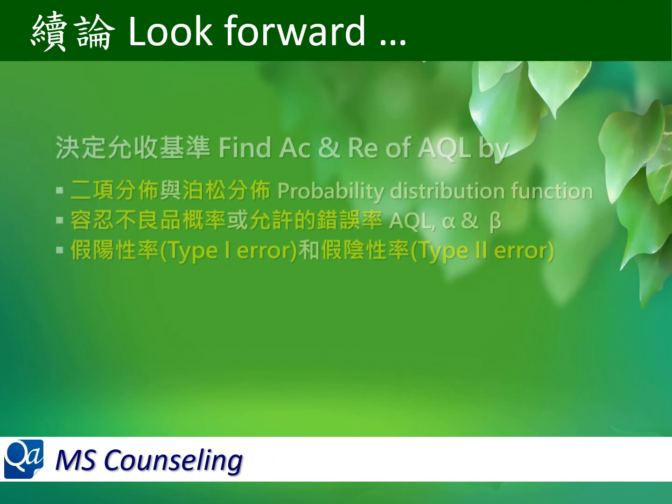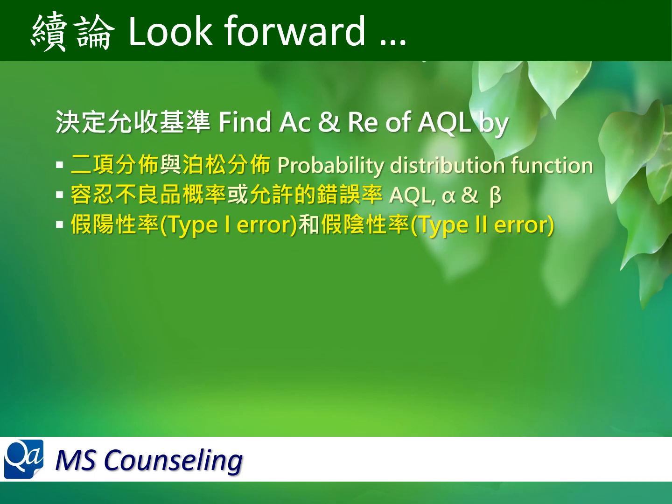We have learned the process of calculating AC and RE for the binomial distribution and Poisson distribution, and know that AC and RE are calculated based on the tolerable probability of defective products in the inspection batch and the expected risk level. Simply sum it up, these numbers reflect the allowable error rate in the inspection process. In actual inspection, we want a high chance that batches that meet the requirements are accepted, and a low chance that batches that do not meet the requirements are mistakenly accepted. This is usually measured in terms of false positive rate, type 1 error, and false negative rate, type 2 error.